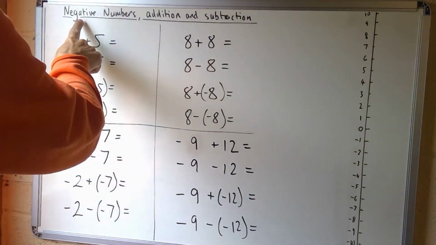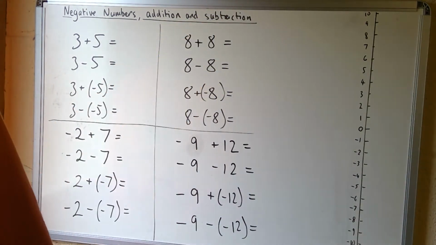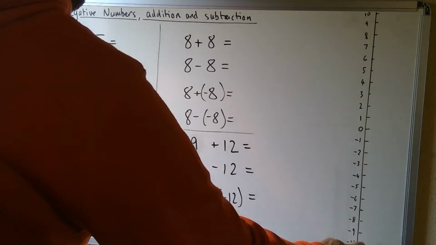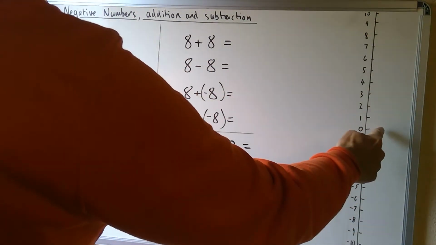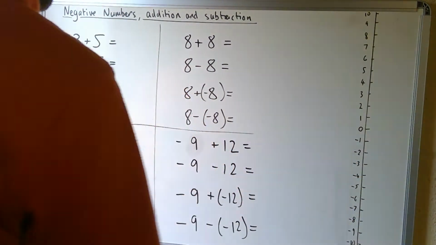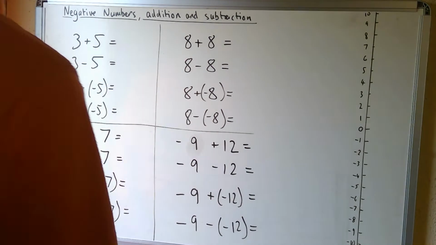Okay, today we're going to look at negative numbers and in particular addition and subtraction of negative numbers. One thing that's really helpful when we're working with negative numbers is a number line. I like a vertical one because you can see the higher numbers are going up and the lower numbers are going down. So I think that's really helpful. I've got 0 in the middle. This one only goes up to 10 and negative 10.